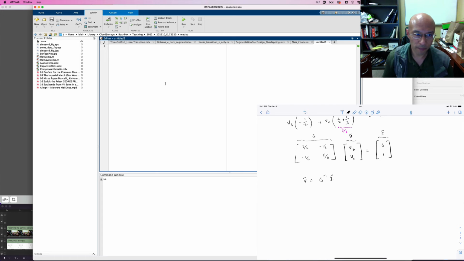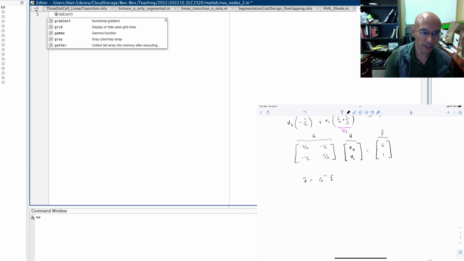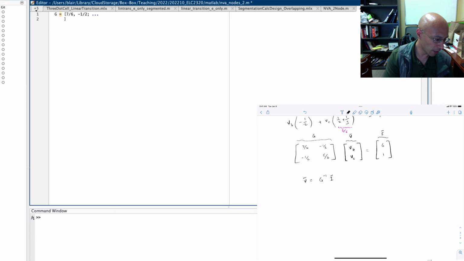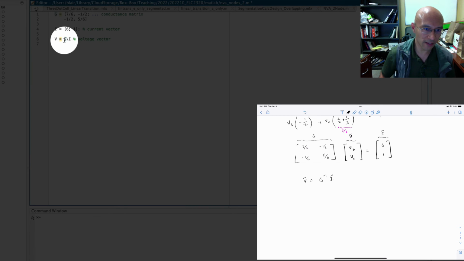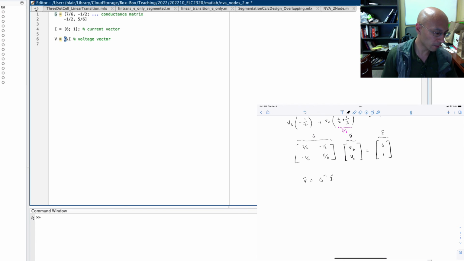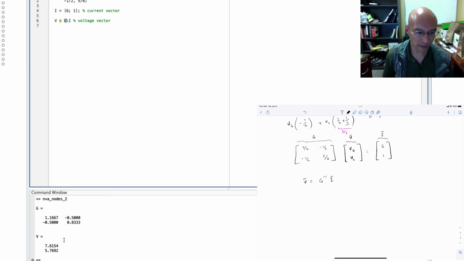So I have a new script here. First off, I'm going to save it. We'll define a G matrix. For clarity, we'll get a new line. Now we solve for the voltages. With G, it's a left divide, so MATLAB understands this to be the same matrix multiplication that I wrote out here: G inverse times I. If I run this, you can see my values for V: 7.61 and 5.76.